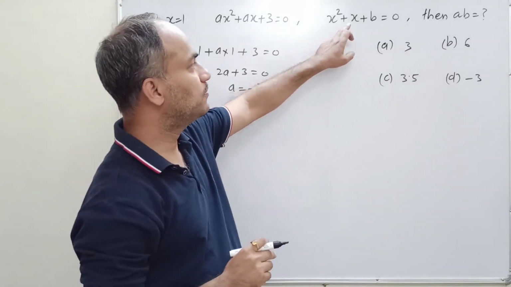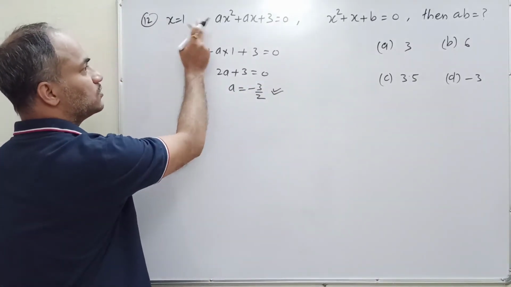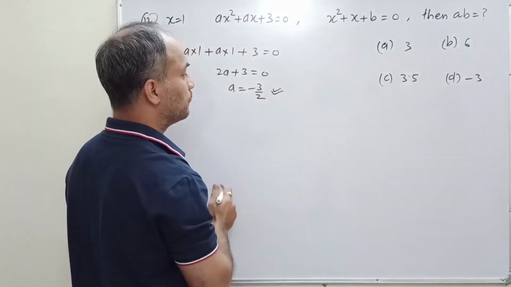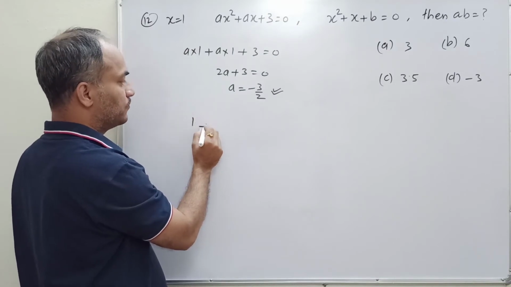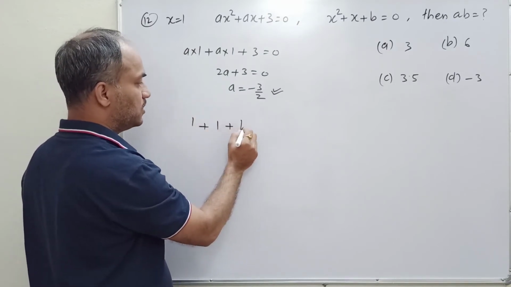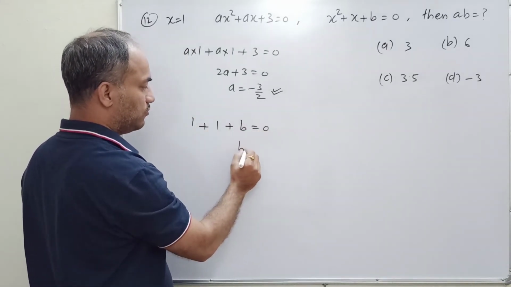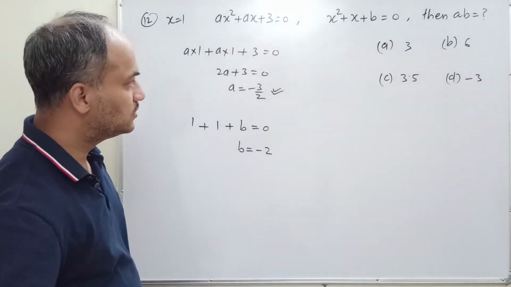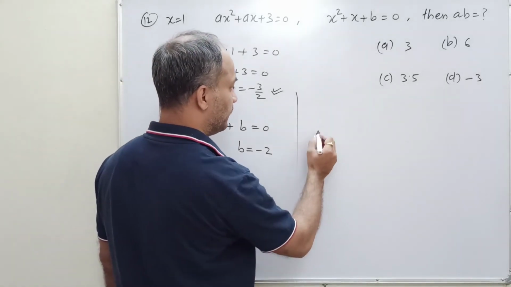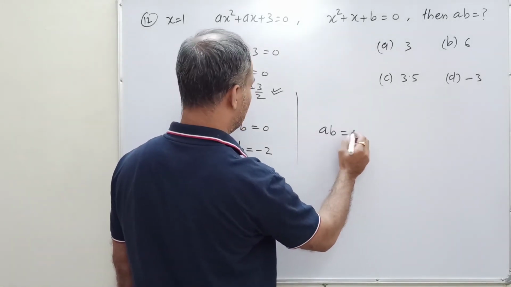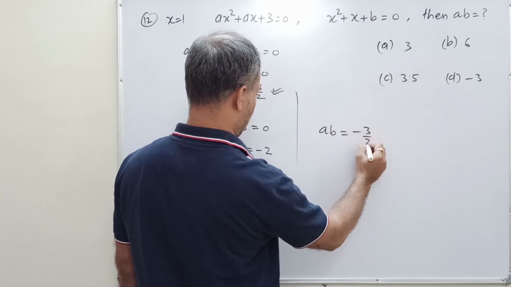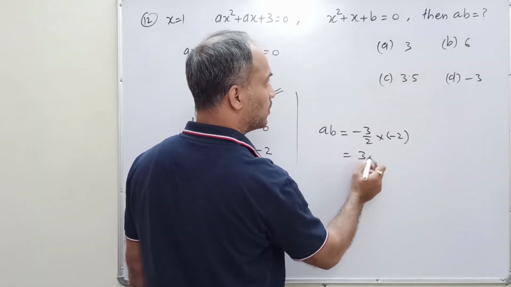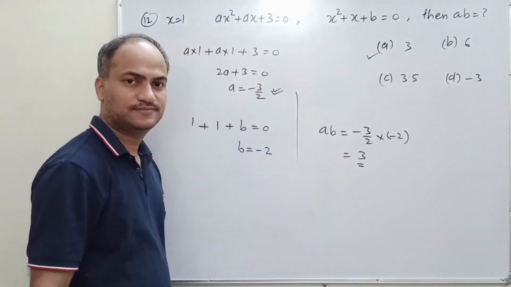Now from here, when we put x is equal to 1, why? Because x is equal to 1 is the root of this equation also. So we get 1 square plus 1 plus b is equal to 0. So from here b is minus 2. When we know both a and b, we can easily multiply. A into b will be equal to minus 3 by 2 into minus 2, that is 3. So option A is correct.